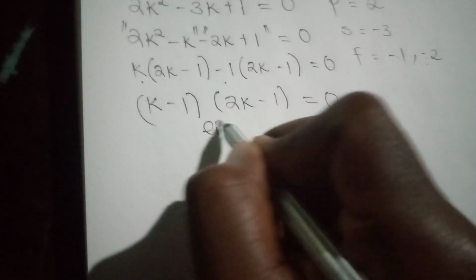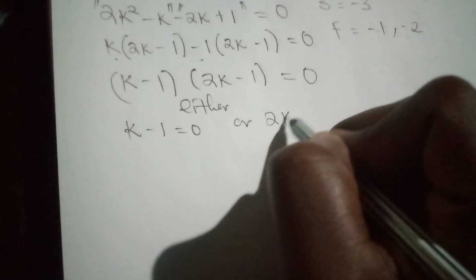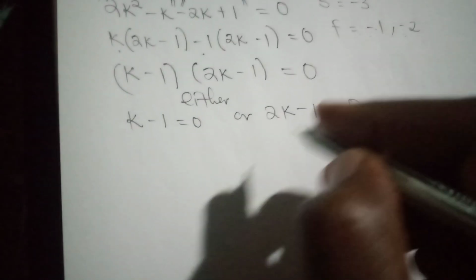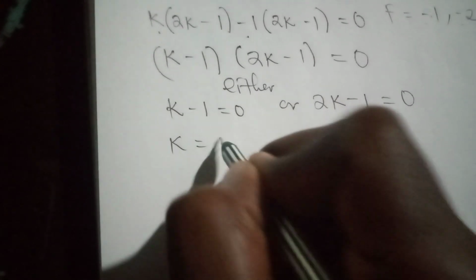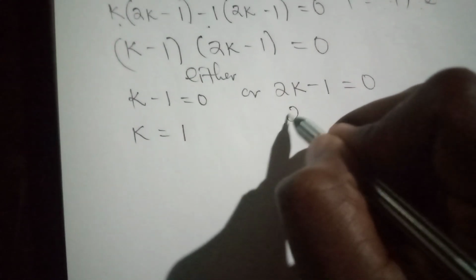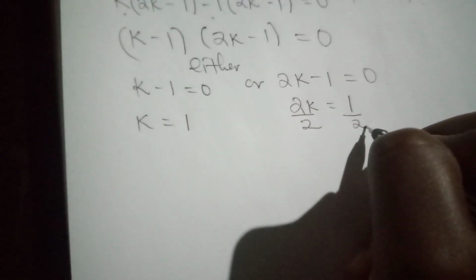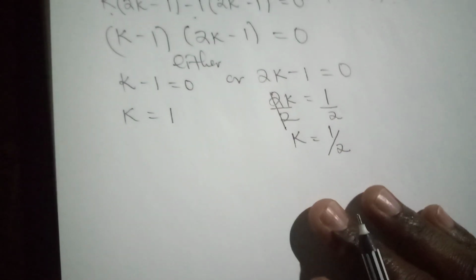So either k minus 1 is equals to 0 or 2k minus 1 is equals to 0. From there, make k the subject of the formula, that is k is equals to 1, and 2k is equals to 1, so k is equals to 1 over 2.